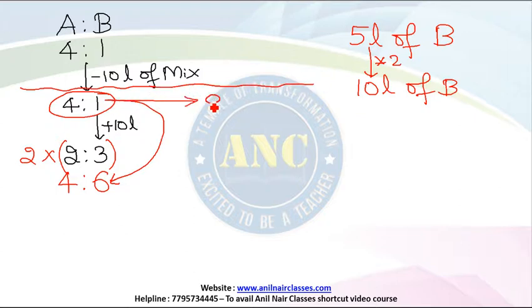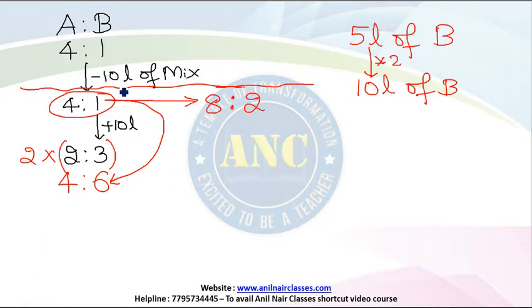It is 4 into 2, 8. 1 into 2, 2. 8:2 is the value at this moment before this line, right? Before this, after this line, in fact. Now see here, can you think a little logically like this, sir?